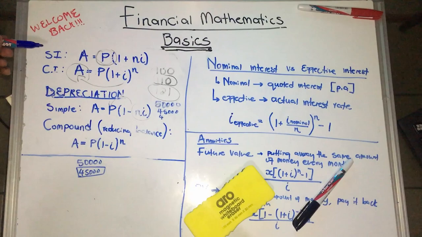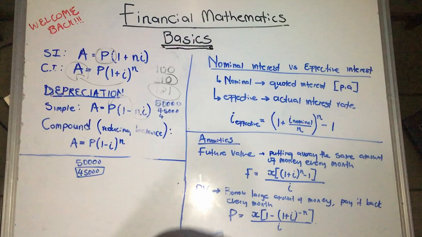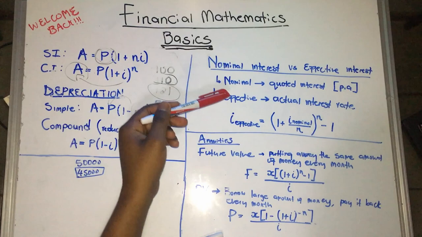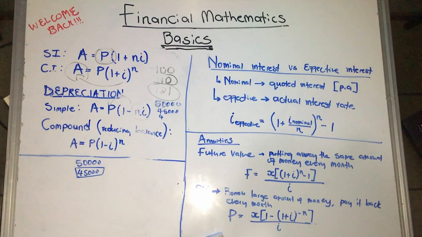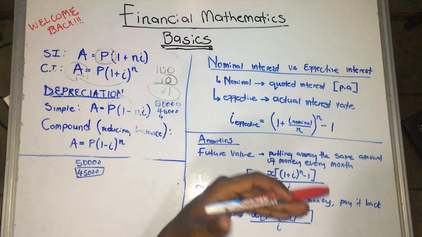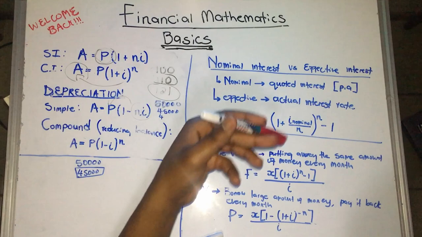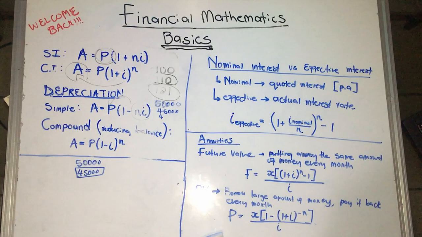So next is the nominal interest and the effective interest. So instead of saying nominal interest, sometimes we say a quoted interest. In banking, when you are maybe buying or borrowing, so when you go for finance. So what is a quoted interest? Maybe the banker tells you 10% per annum. Nominal interest is based on per annum. Okay, so that's your nominal interest.